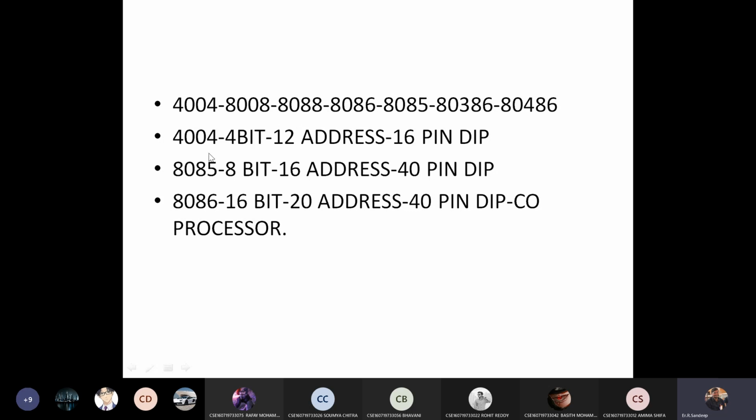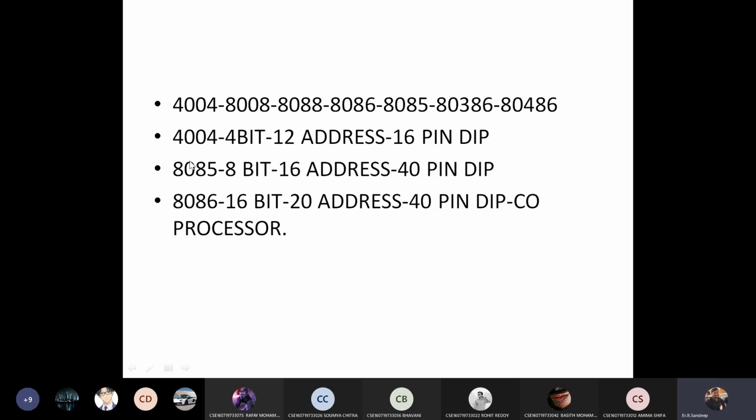And as I told, the 4004 microprocessor, I explained all of these things. And one more is the 8085 microprocessor. It is capable of handling 8 bits of data at a time, and it has 16 address lines. The data lines are bidirectional and address lines are unidirectional, and we have a total of 40 pins for this.